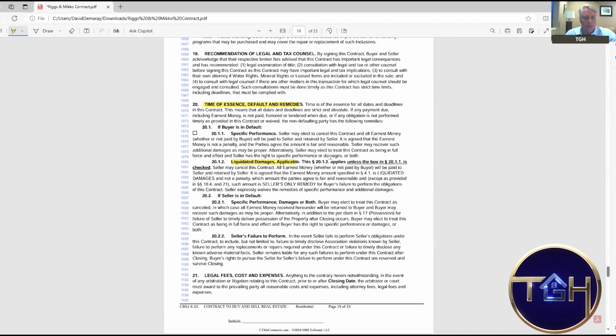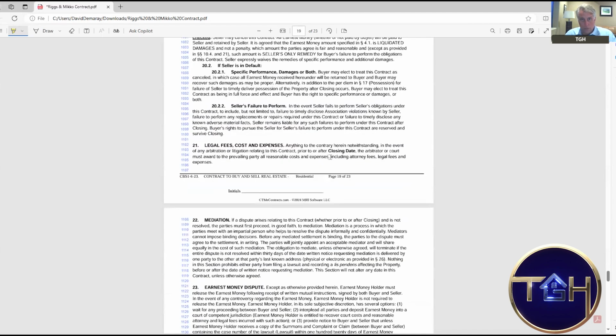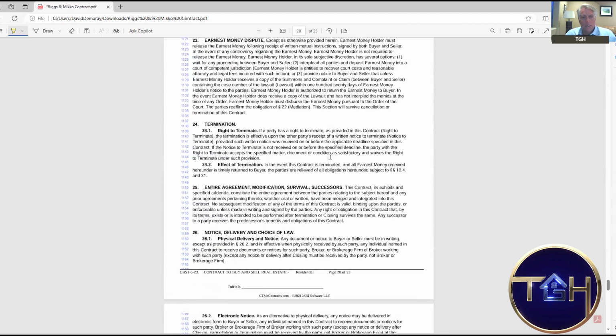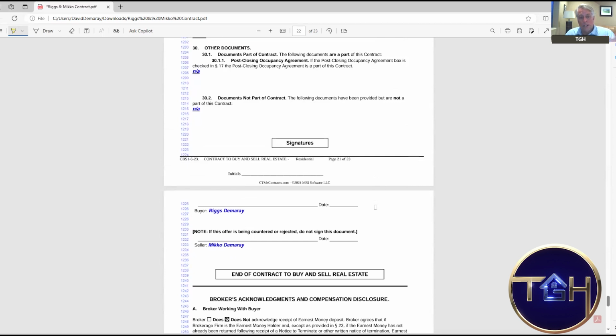This section talks about if one party is in default, what does the other party have as their remedy for that default? Scrolling down, then we get to section 29, which is the additional provisions of the contract. Depending upon anything special in a contract, this is where we would put that in. In this case, it's just a very straightforward offer, nothing special, so there are no additional provisions. And then we'd have buyer's signature Riggs right here, seller's signature MECO right there.